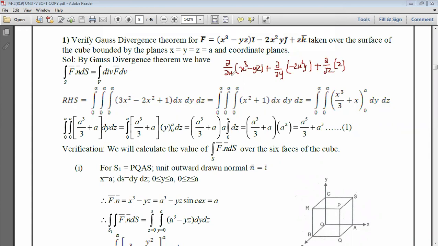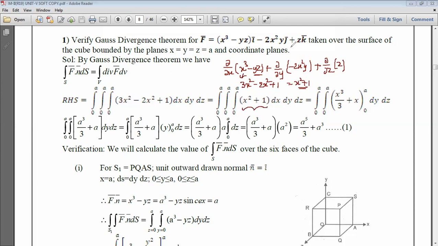If you differentiate with respect to x, x cube gives 3x square, and the other term is completely zero. Next, ∂/∂y of that one is minus 2x square, and ∂/∂z of z is plus 1. So we got x square plus 1. This is the divergence of f bar, x square plus 1.